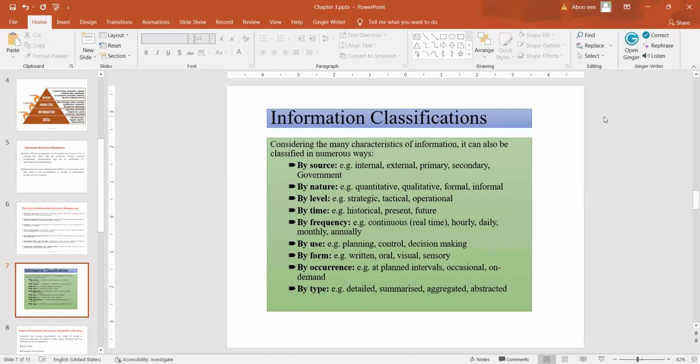By level. Based on the organization levels, you know the various managerial levels: bottom line, middle level, and top level. Based on the managerial level, we may classify information as strategic level, tactical or managerial level, and operational level. When we consider information based on time, we may say historical information, which is the past, like past years or a past month; present, meaning today's; and future, near future information.